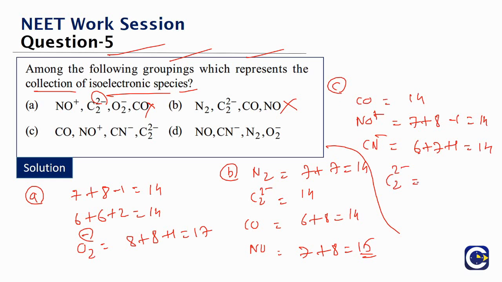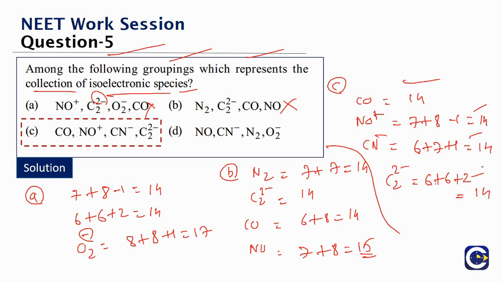C2 2 minus means 2 carbons are there, 6 and 6, and 2 minus means we gain 2 electrons. Totally 6 plus 6, 12, 12 plus 2, 14. So overall what do we see? All the species are having 14 electrons. So we got our answer. All of them are having how many electrons? 14 electrons.